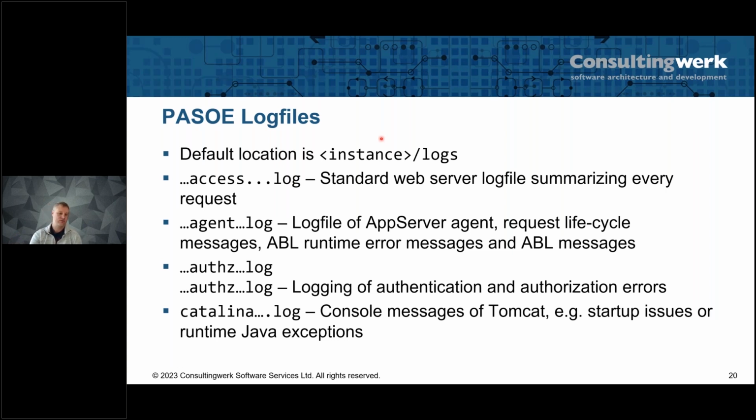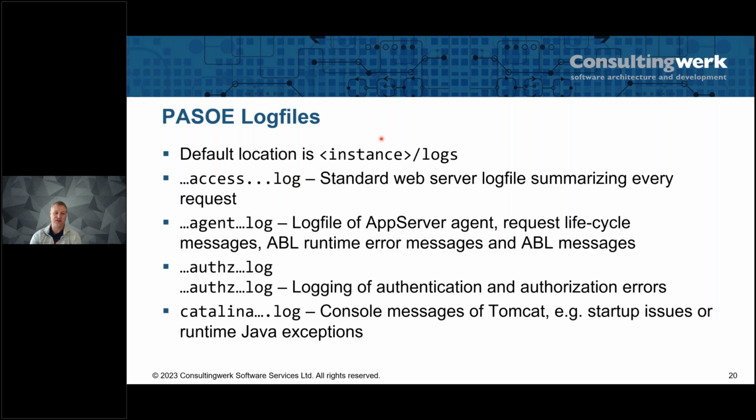The agent log is what you should be used to with AppServer. It's the same thing: messages about the individual requests, which can hold stuff like 4GL trace, error messages, all sorts of stuff, fun things like that. There's an auth log, and there's a typo there. There's an authZ and an authN log that can contain authentication and authorization errors and/or events, depending on the logging level you put in. And a Catalina log, which contains Tomcat startup issues or some Java runtime issues, exceptions. So that sort of stuff.